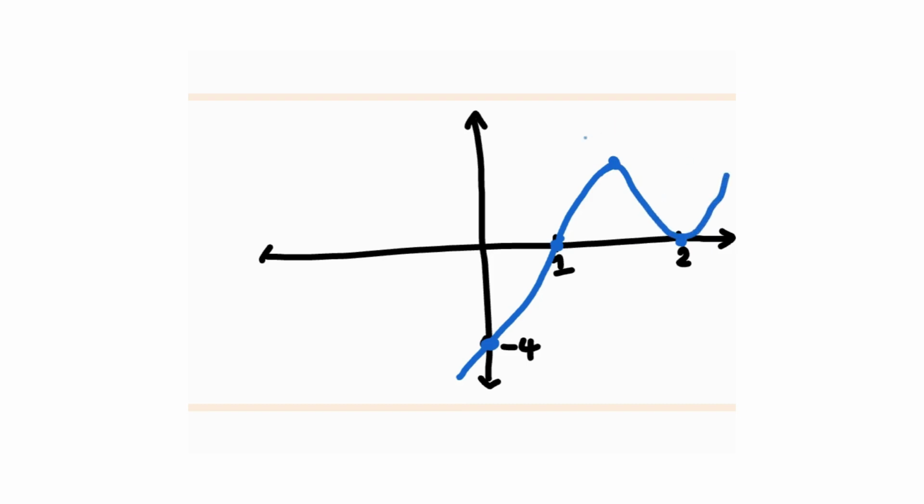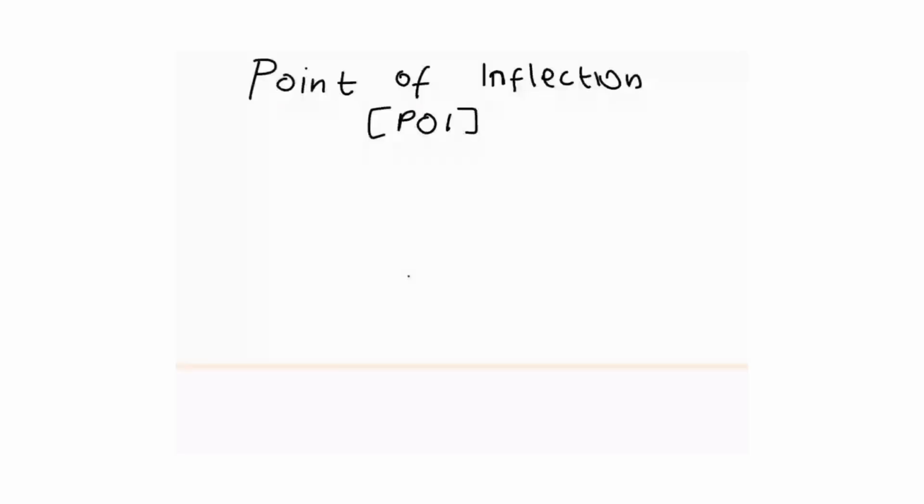This is the graph. Then you're just going to show the coordinates for your turning points, and also the -4, the 1 and the 2. Then we are done. We have sketched the graph.